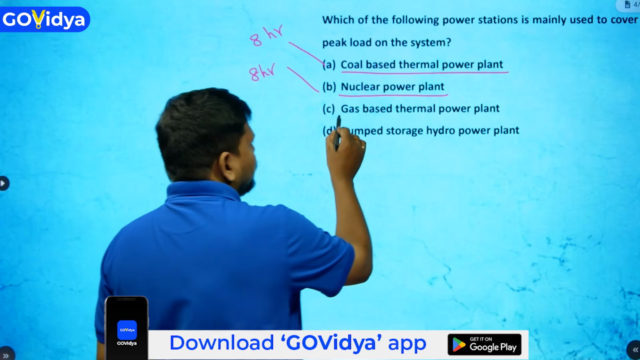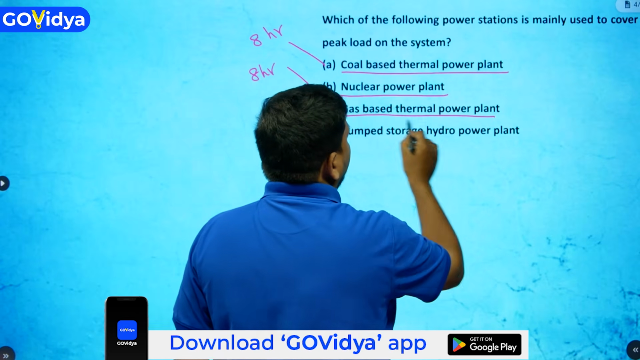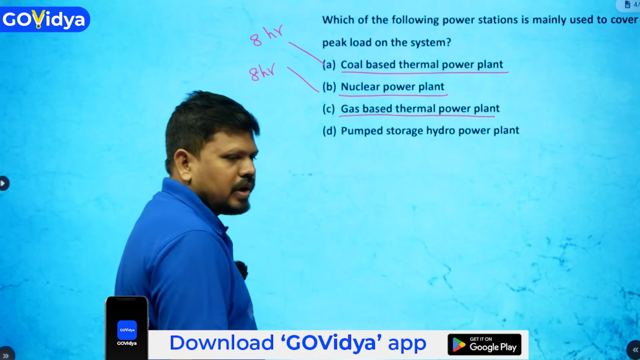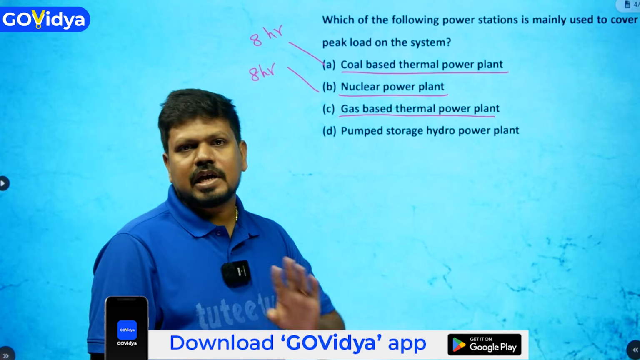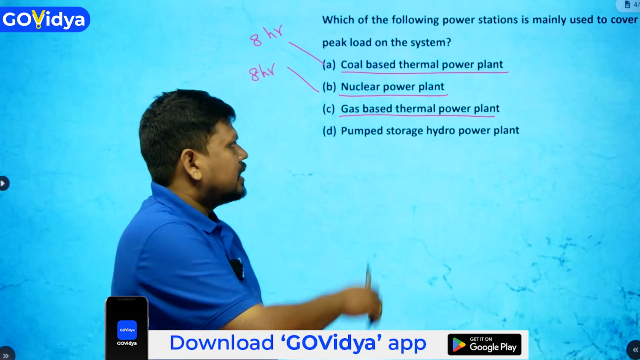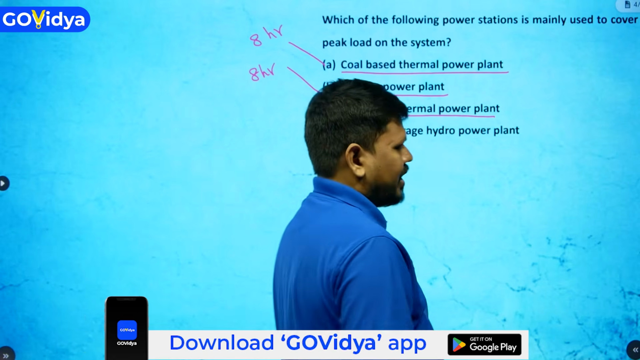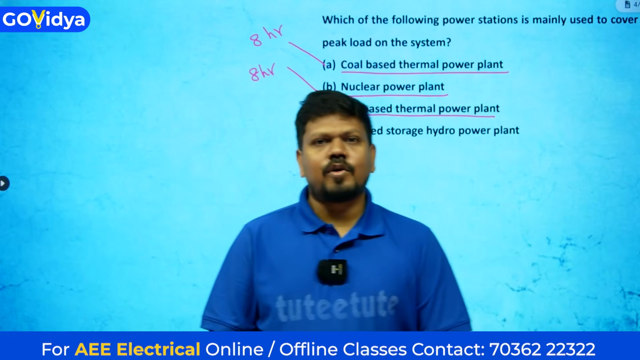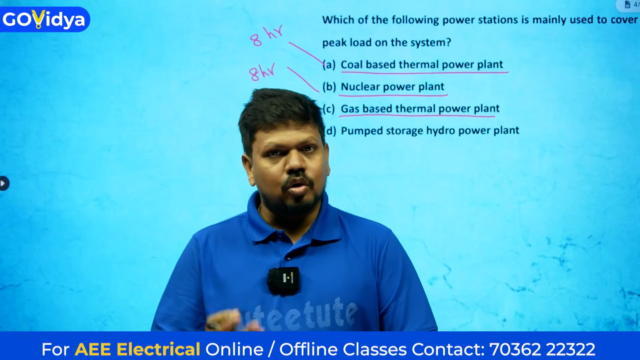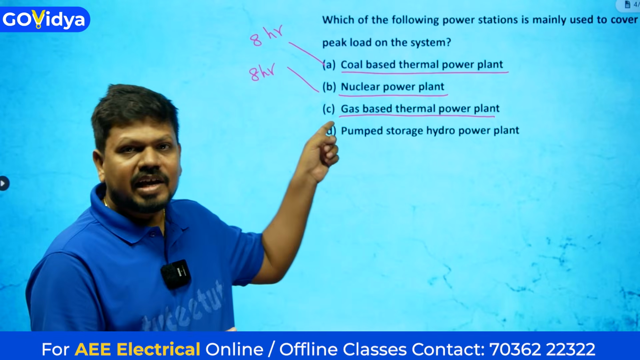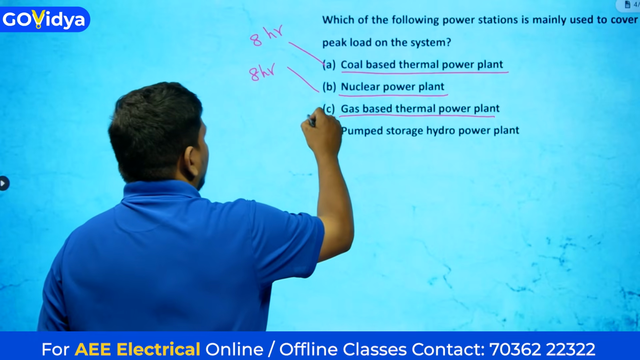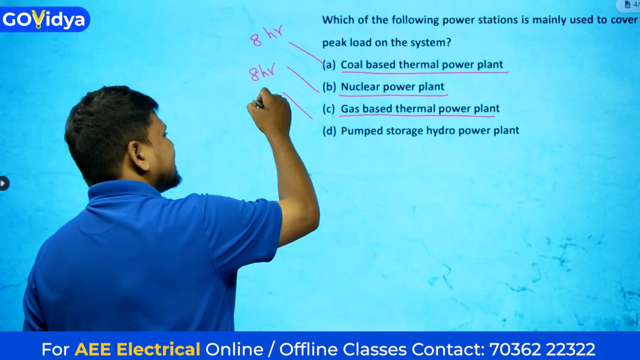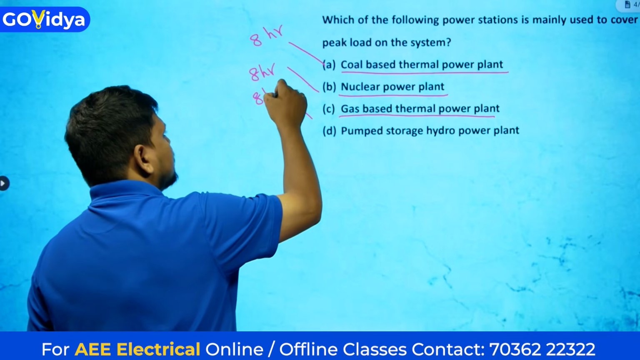Okay, gas based thermal power plant. Many may consider this a gas turbine power plant, but this is not a gas turbine power plant. It is a gas based thermal power plant, so it's also a thermal power plant. Instead of using coal as the input, we are using gas as the input. So this will also take almost similar time, like 6 to 8 hours. Consider it as 8 hours.